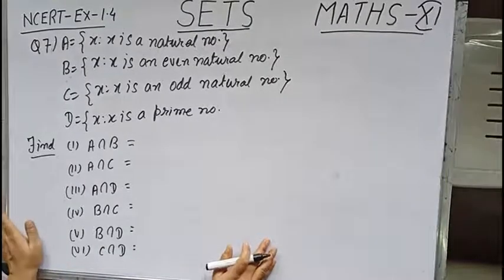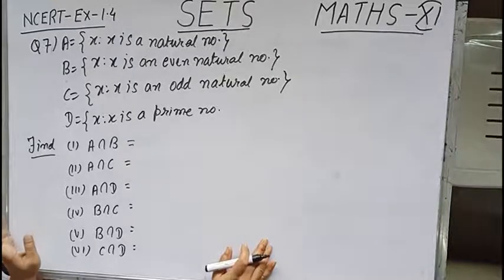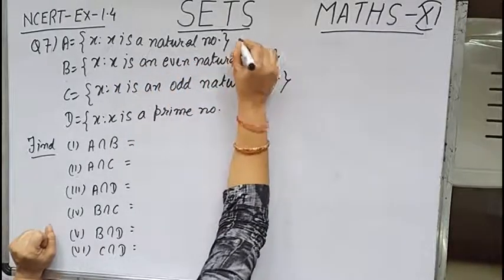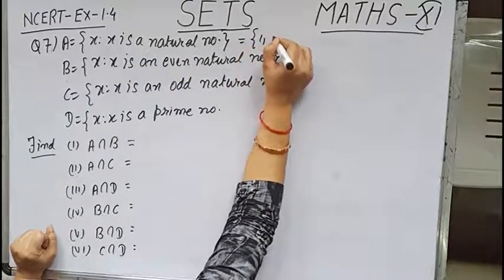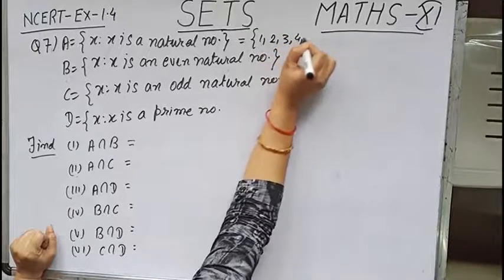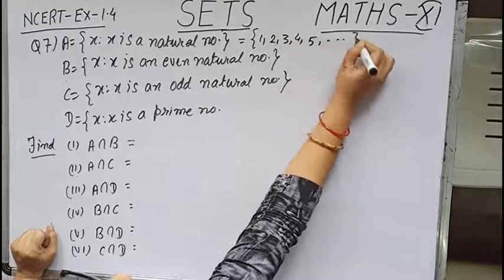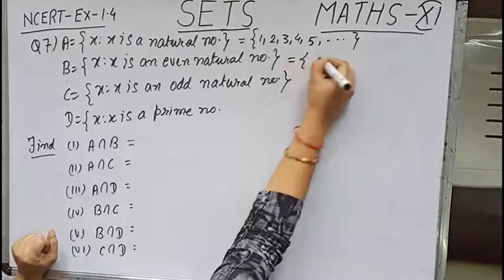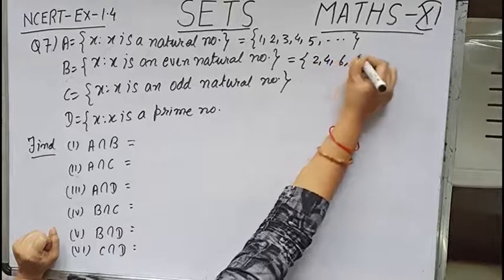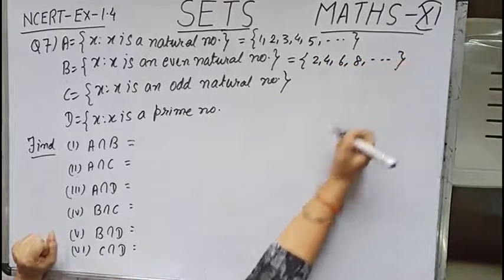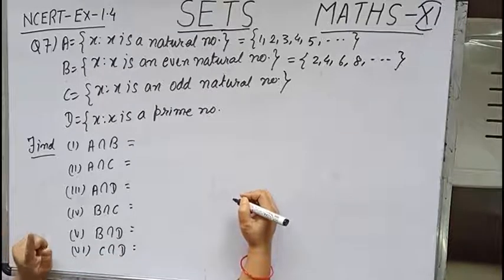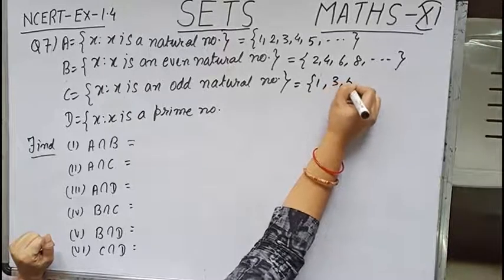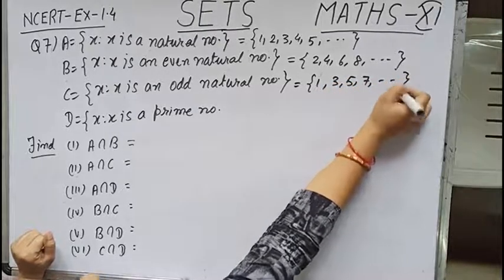Question number 7, exercise 1.4 NCERT. It is, if set A is equal to x such that x is a natural number, that is set A is equal to the set containing 1, 2, 3, 4, 5 and so on. B is equal to x such that x is an even natural number. So B will be equal to 2, 4, 6, 8 and so on. C is equal to x such that x is an odd natural number. So this will be equal to 1, 3, 5, 7 and so on.